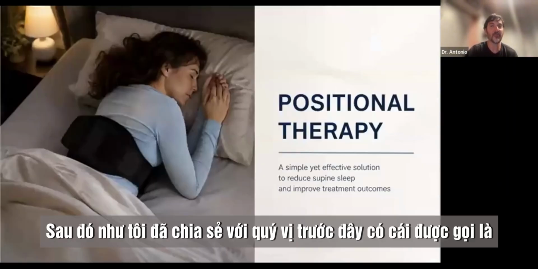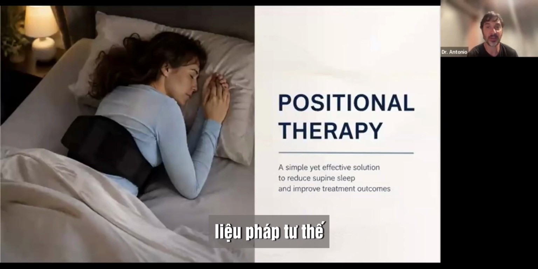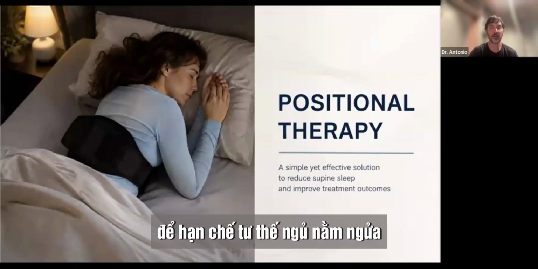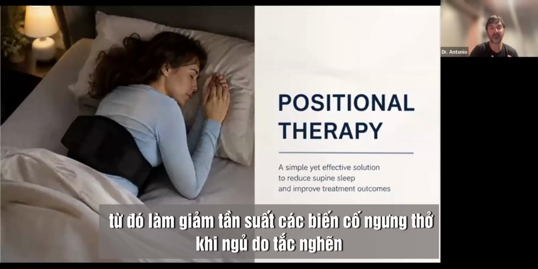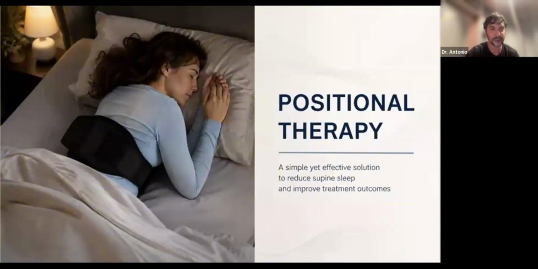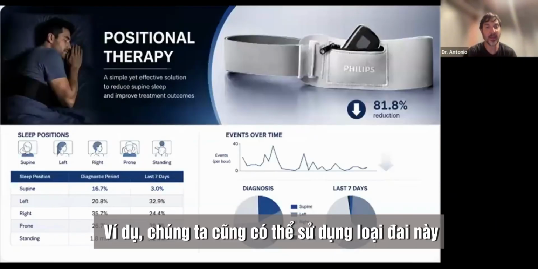Then, as I told you before, there is the so-called positional therapy. Positional therapy employs belts or other devices to discourage the supine sleep position, thereby reducing the frequency of obstructive sleep apnea events in patients with positional OSA. For example, we can also use this kind of belt.